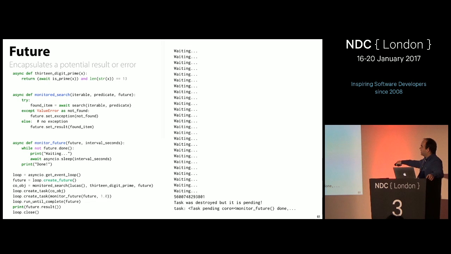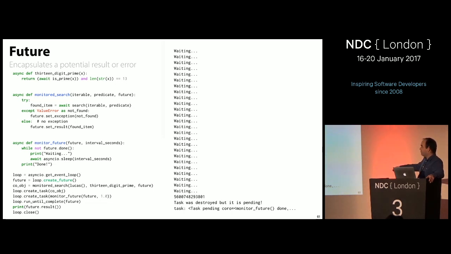And then we have another task here, monitor future, into which we can pass the same future, and we're just going to loop around reporting on whether that future is done yet every few seconds. Okay? So in the main code here, we get the event loop, we create a future using this factory function on the event loop. I set up my monitored search, looking for the first 13-digit prime. That takes a while.